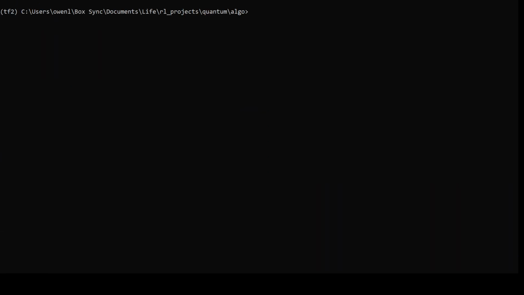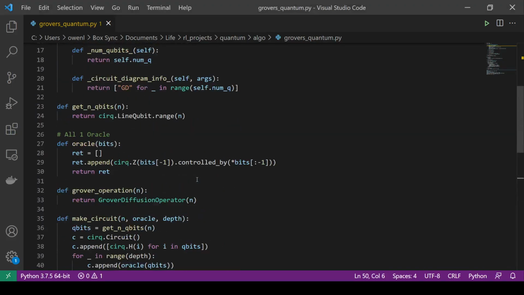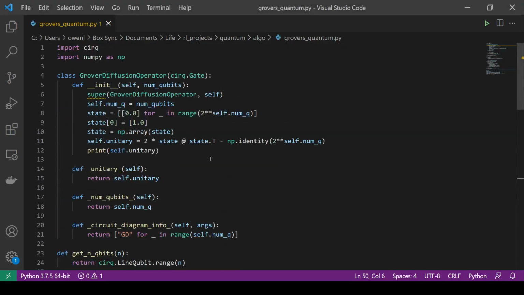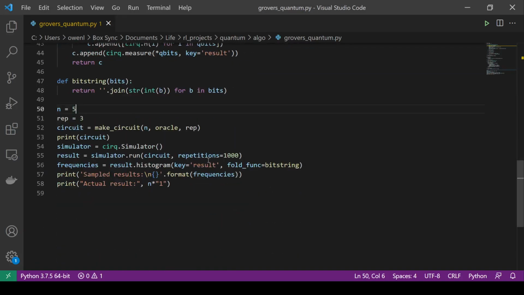So yeah, that's basically it. I just wanted to offer some intuition into Grover's algorithm, with some simple code to go along with it. And yeah, that continues the intro series.